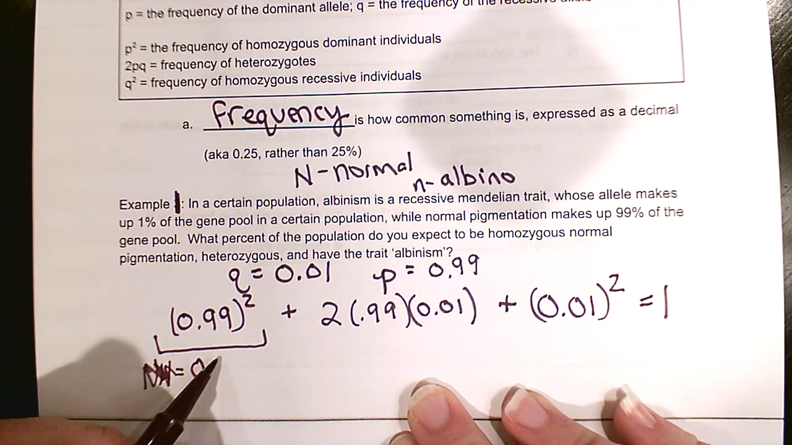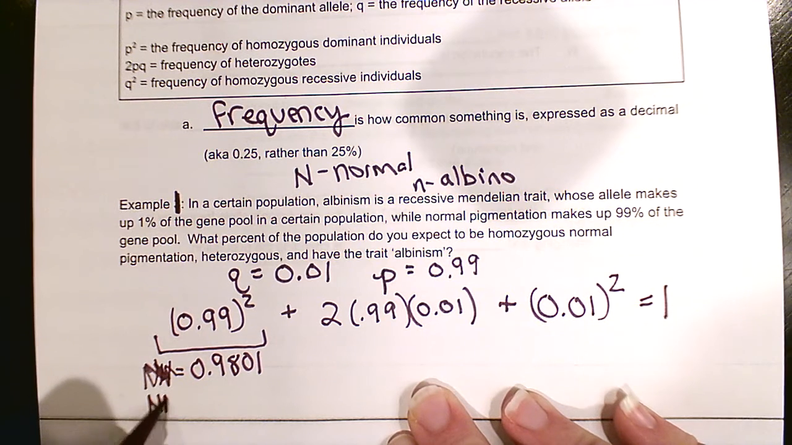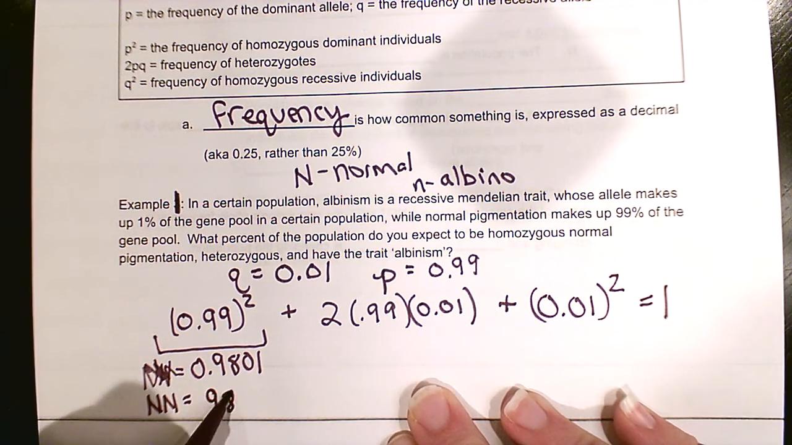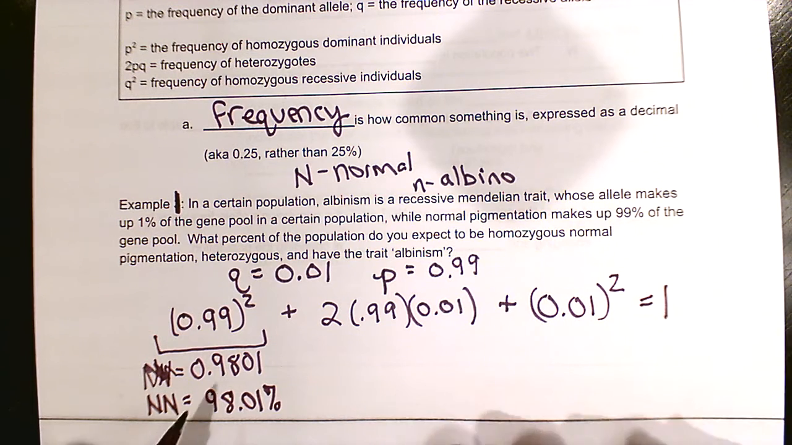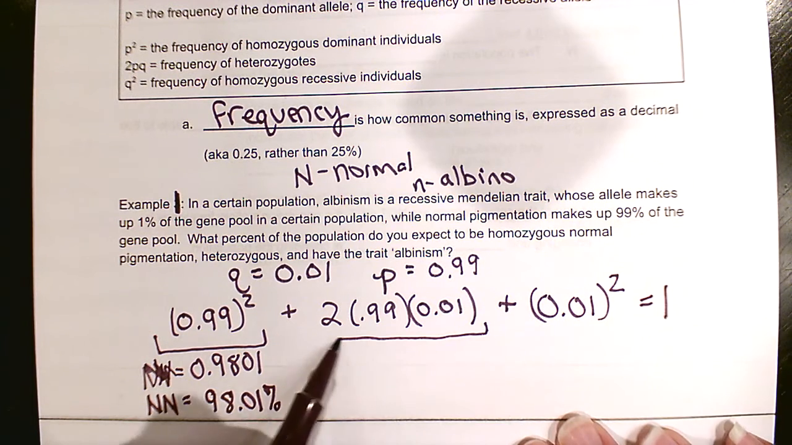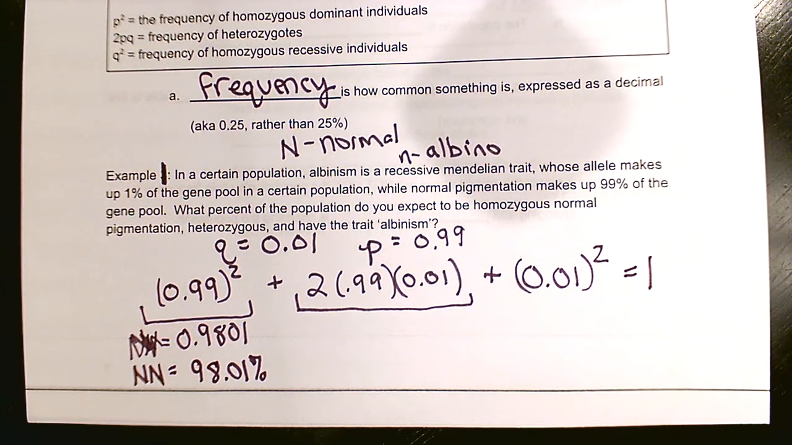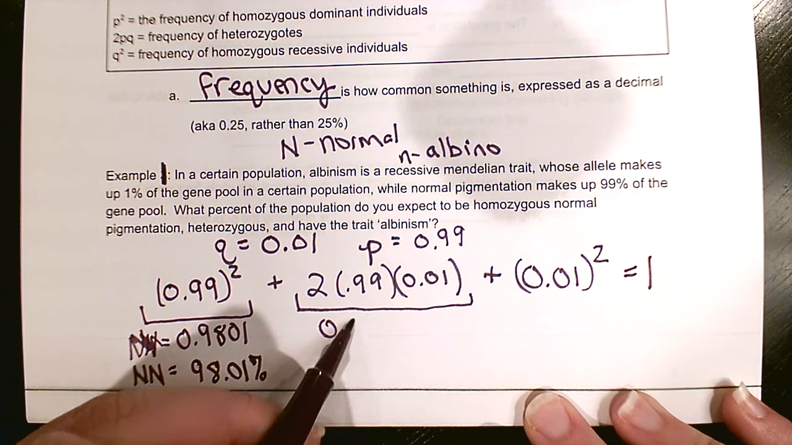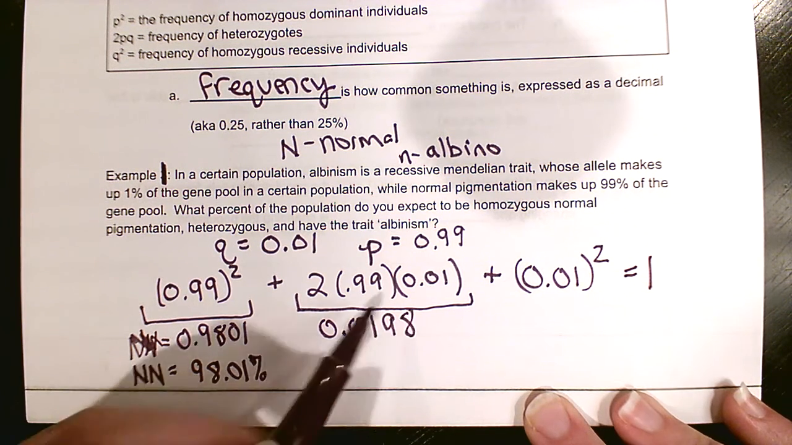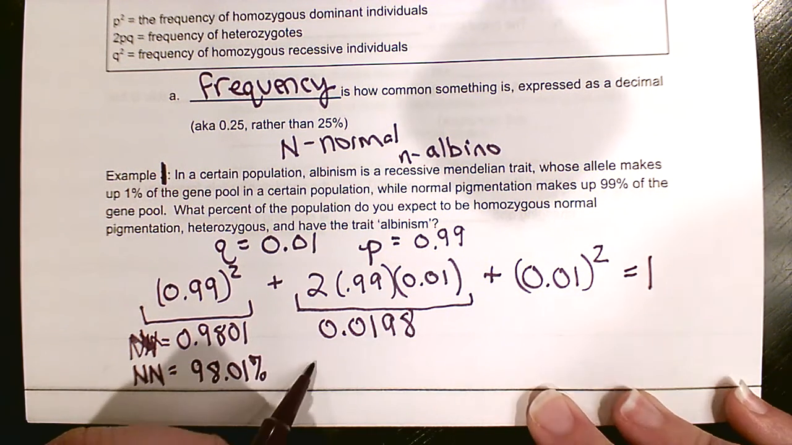So 0.9801. That means NN is 98.01% of the population. Okay, so second bundle here, my 2pq: I go 2 times 0.99 times 0.01, and I get 0.0198. Remember, this represents heterozygous.